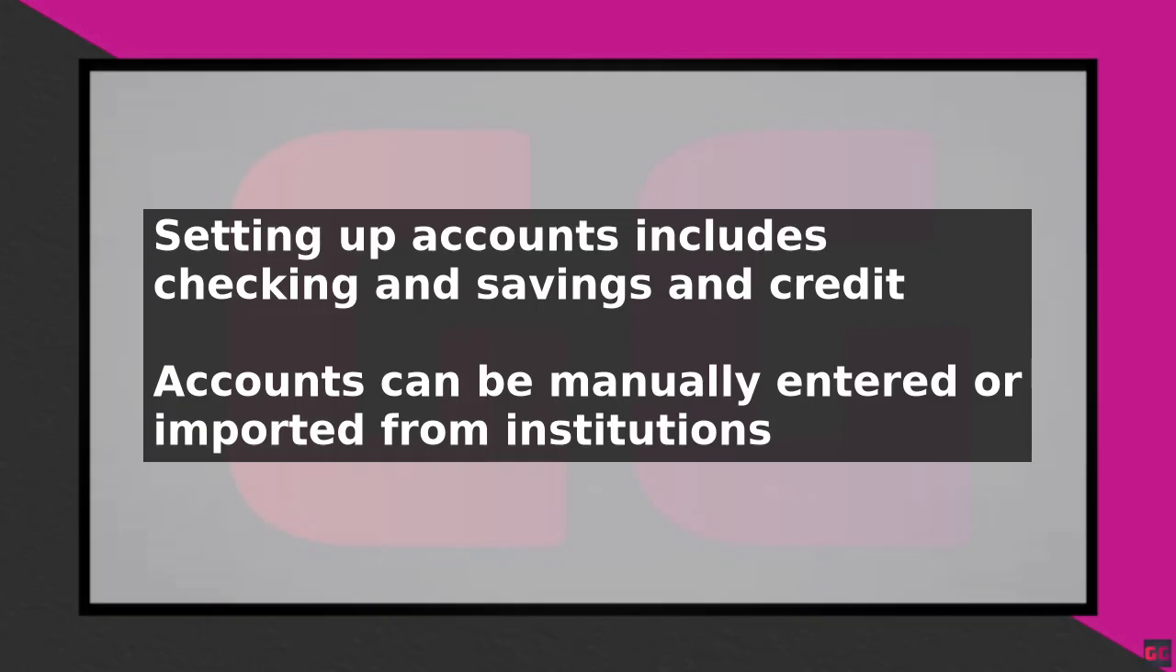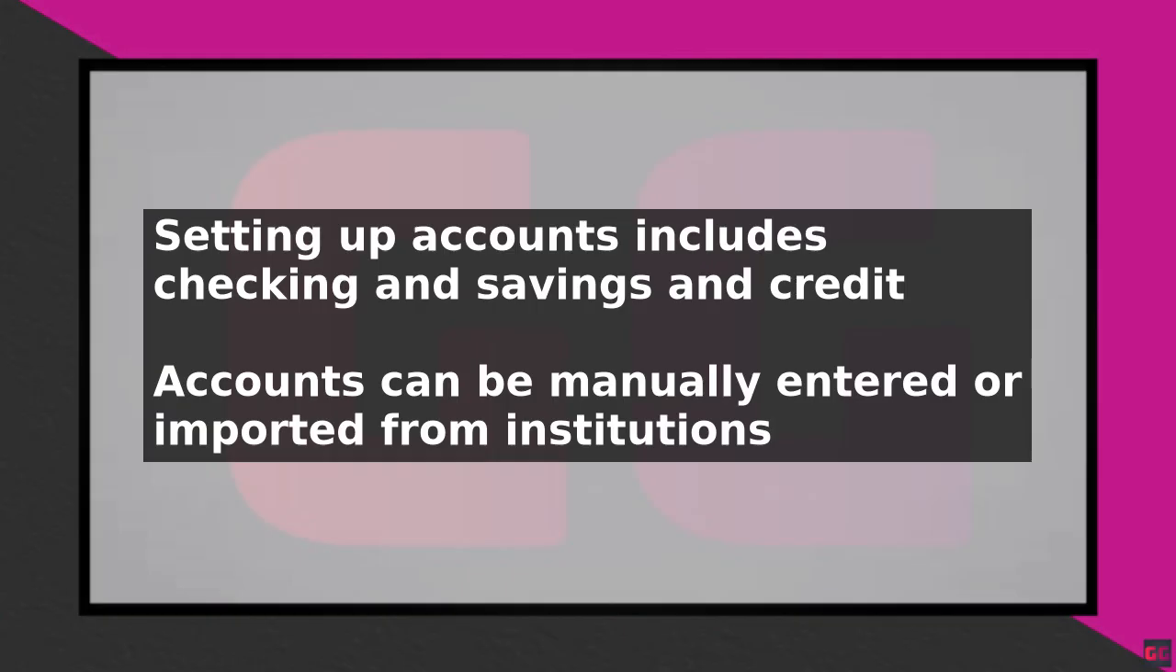Next, you will need to categorize your transactions, which helps you track where your money is going. Quicken Classic provides predefined categories, such as housing, transportation, and food, but you can also create custom categories that suit your needs. Now, let's talk about budgeting.